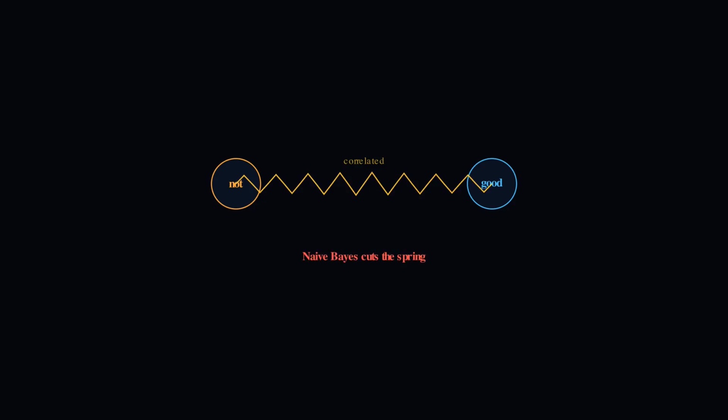The independence assumption fails with correlated features. Word order. Phrase meaning. When features are springs, one pulls the other. Naive Bayes cuts the spring. It still works. Just not perfectly.